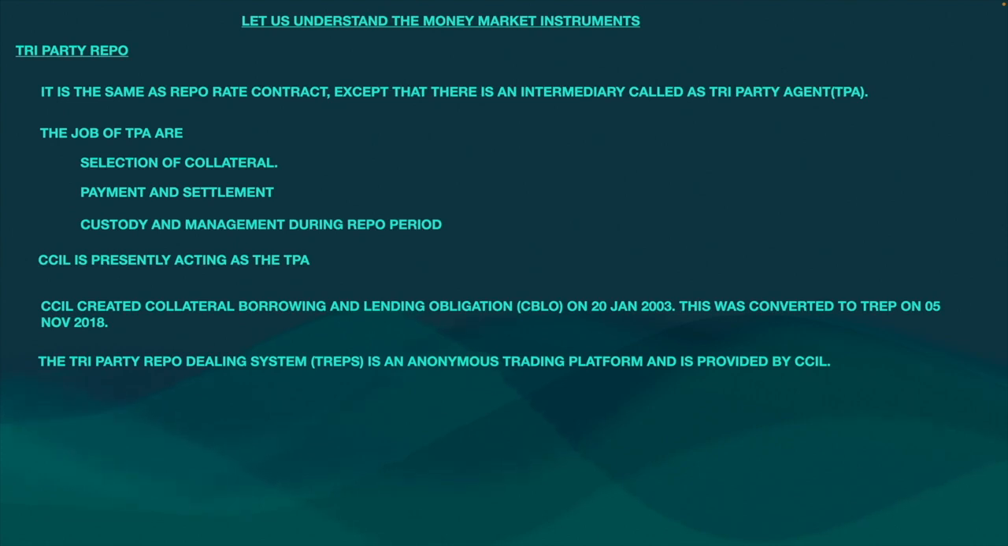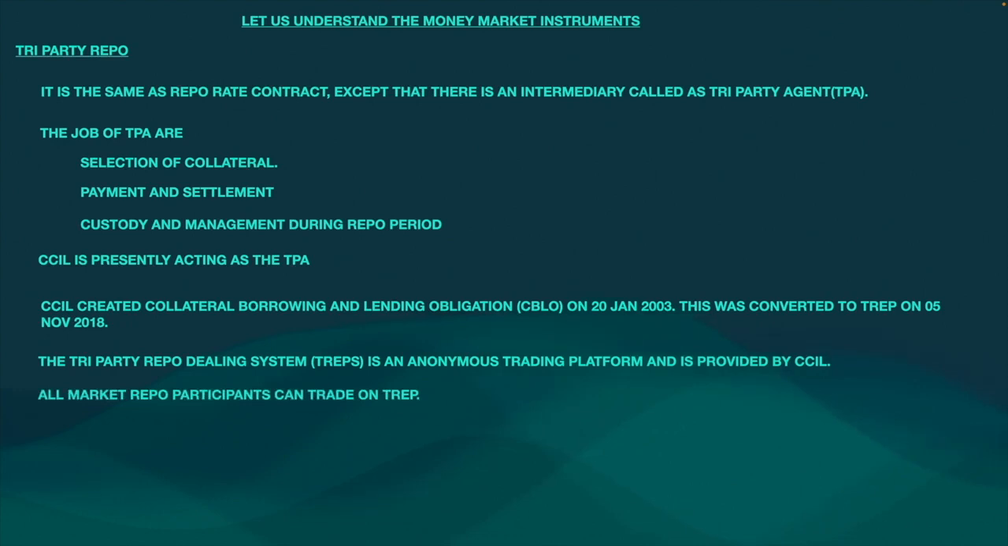The Tri-Party Repo Dealing System TREPS is an anonymous trading platform and is provided by CCIL. Even our National Stock Exchange where we do trading is also an anonymous trading platform. We don't know from whom we are buying the stocks, and the person who is selling doesn't know whom he is selling to. That is known as an anonymous platform. There is nothing technical about it. It's very simple. The wording is a little bit complex. That's all.